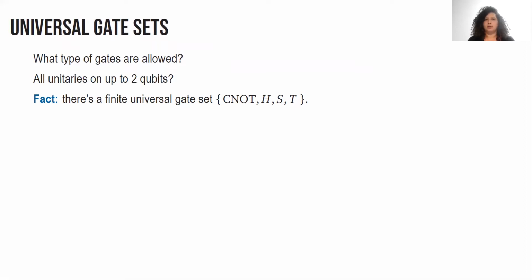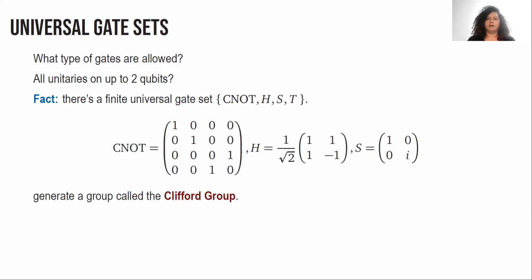It uses unitary operations on up to 2 qubits, and this finite universal gate set consists of the following 4 matrices. The first 3 are denoted CNOT, H, and S, and they generate a group that is called the Clifford group, and these are what we call Clifford gates. And the fourth one is T, or the pi over 8 gate, and this gate is not in the Clifford group.